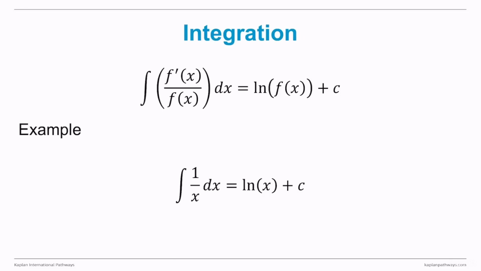So for example, we have 1 over x dx. What's the derivative of x? 1. Do we have it at the top? Yes. So we have f of x, which is x, and we have the derivative, which is 1 here. Then the integration of 1 over x dx is ln x plus c.